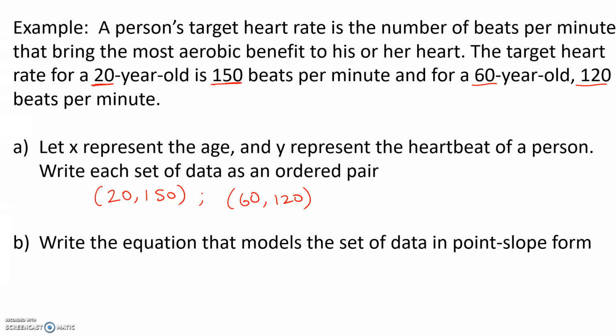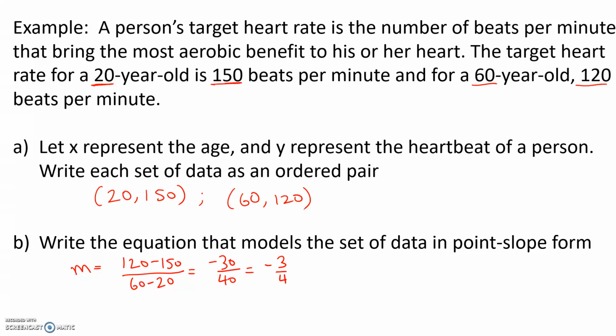Next, write the equation that models the set of data in point-slope form. For point-slope form, we first need to know what the slope is. The slope is y2 minus y1, which is 120 minus 150, divided by x2 minus x1, which is 60 minus 20. 120 minus 150 is negative 30. 60 minus 20 is 40. If you reduce negative 30 over 40, this will give you negative 3/4, which is the slope.